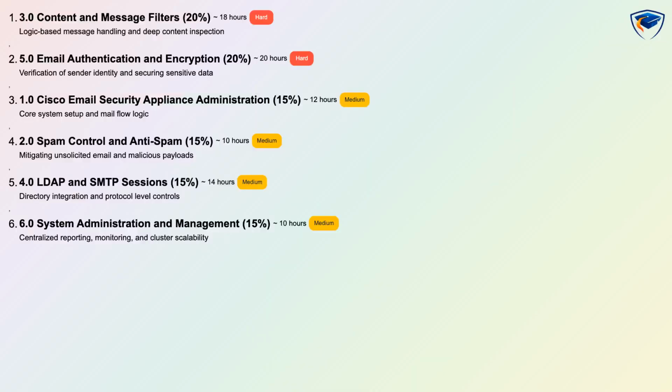The exam is divided into 6 domains with exact weights. 1.0 Cisco Email Security Appliance Administration 15%, 2.0 Spam Control and Anti-Spam 15%, 3.0 Content and Message Filters 20%, 4.0 LDAP and SMTP Sessions 15%, 5.0 Email Authentication and Encryption 20%, and 6.0 System Administration and Management 15%.